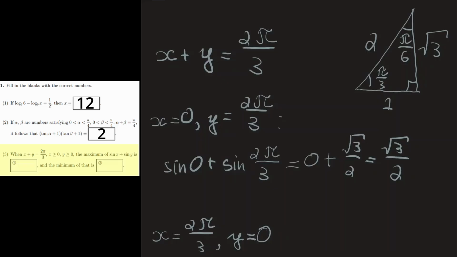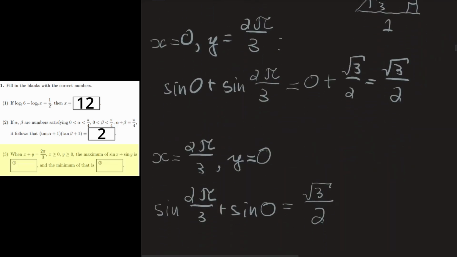Okay, then let's check the other bound, which is when y is equal to 0. In that case, x equals 2 pi over 3, and you'll notice that this is just the exact same equation as the one we saw here, and we get the square root of 3 over 2 again.